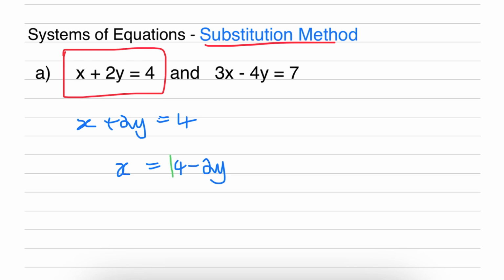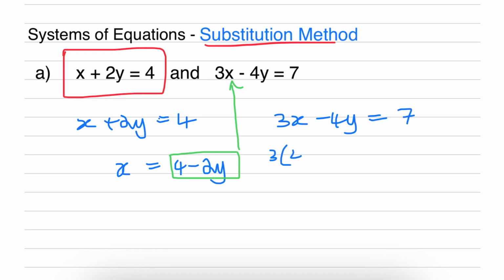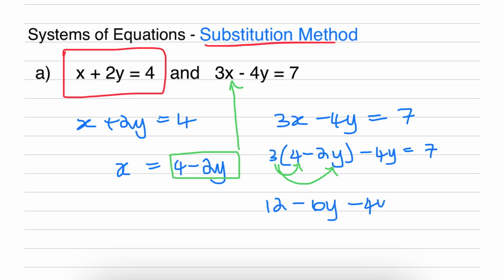Now, if x is equal to 4 minus 2y, we can substitute this value for x into the second equation where you also see an x. Okay, let's write that one over here. 3x minus 4y equal to 7. Now, substitute your x variable with the 4 minus 2y. Okay. At this point, you want to go ahead and distribute the 3 with the brackets. So that is 12 minus 6y minus 4y equal to 7.